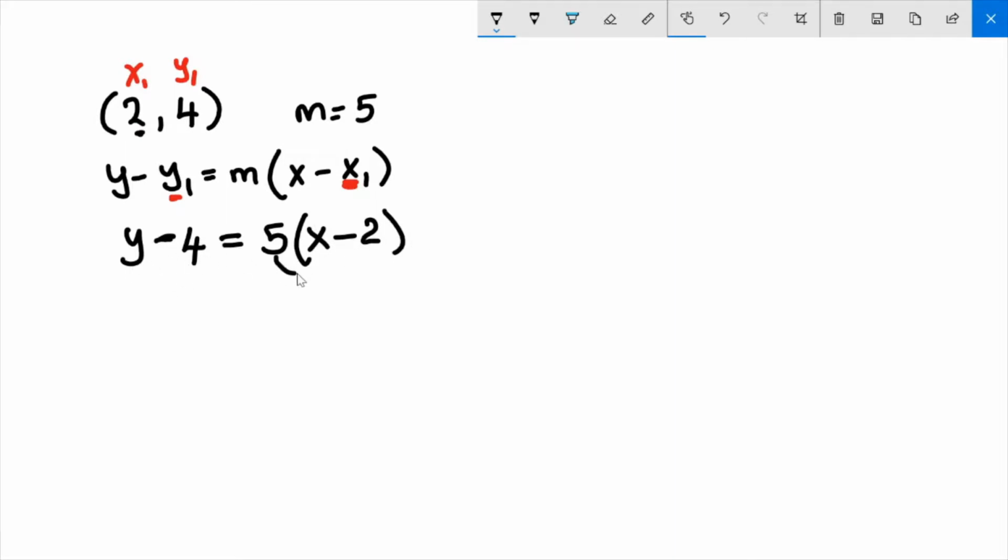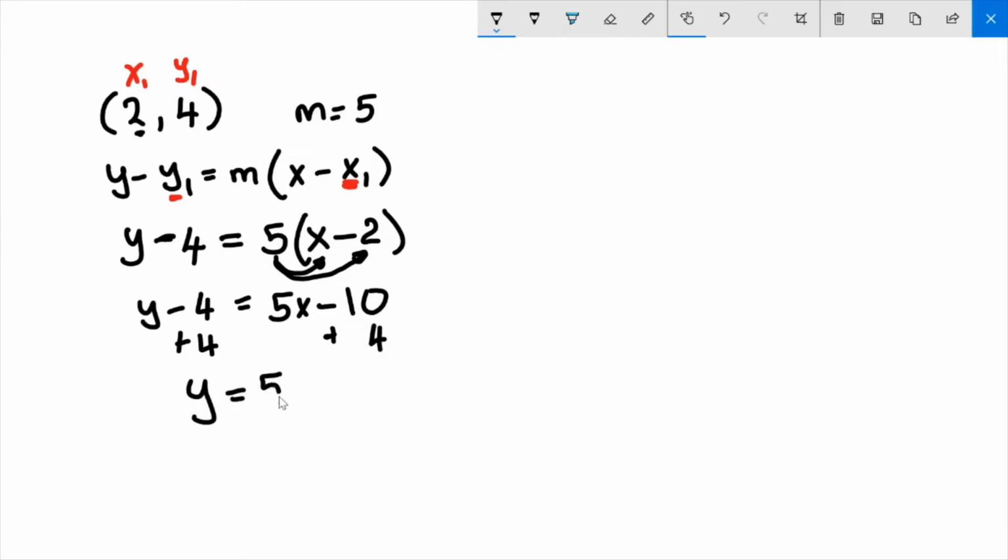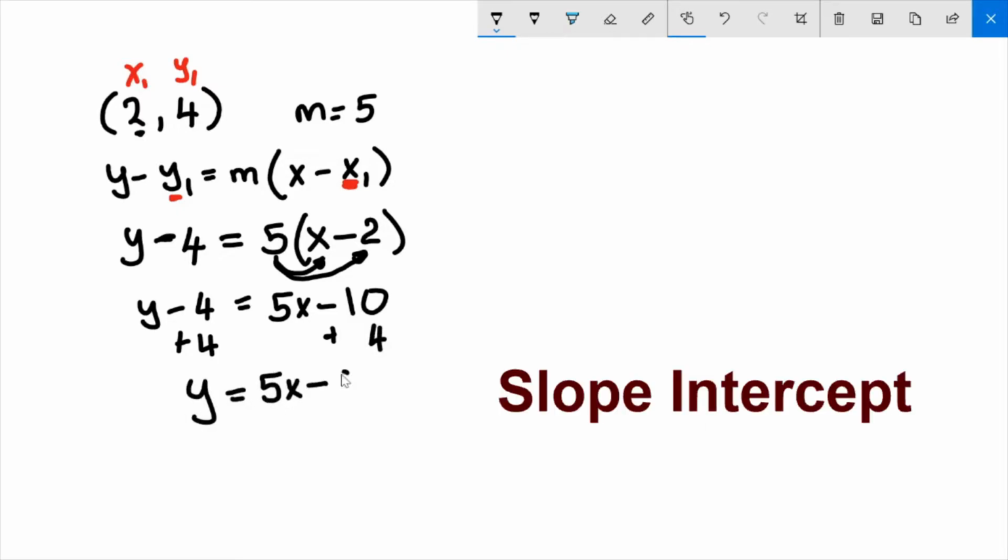And this involves distribution here. You distribute the 5. So I'll say y minus 4 equals 5 times x is 5x, and 5 times negative 2 is negative 10. And then I'll have y by itself on the left by adding 4 to both sides. So I add 4 here and I add 4 here, so that I have y equals 5x minus 6. Now this is what we call the slope-intercept form of the equation.